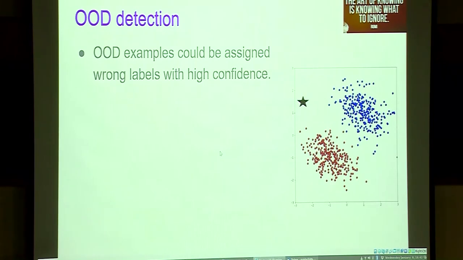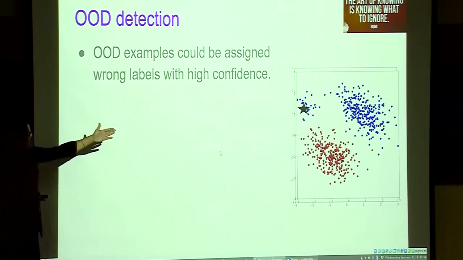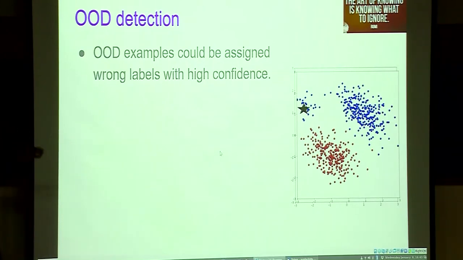A current model would happily assign to that star a red prediction with very, very high confidence, because you try to create a separator between the red and blue points, and you will find that this should be on the red side. Whereas you might have gotchas like this, where there might be a cluster of blue points which just happen to be not present in your training distribution, and the right thing in such cases should have been to say, I don't know.